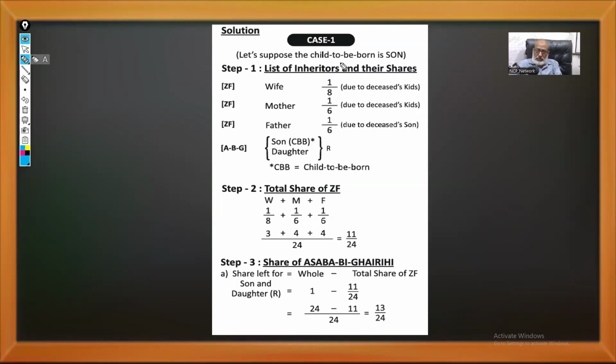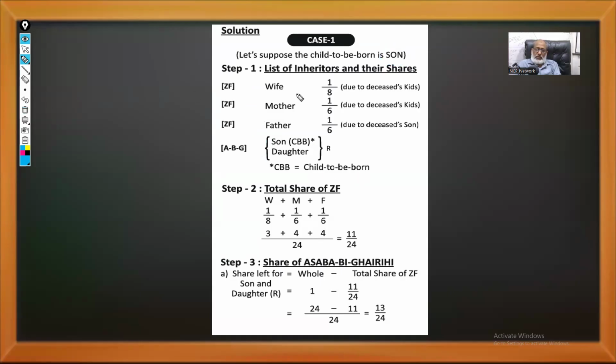So we are discussing the newborn child in case one as a son. So the present heirs, according to the question, are the wife, mother, father, and one daughter. And the son, under bracket CBB, means child to be born, that is in the pregnancy.